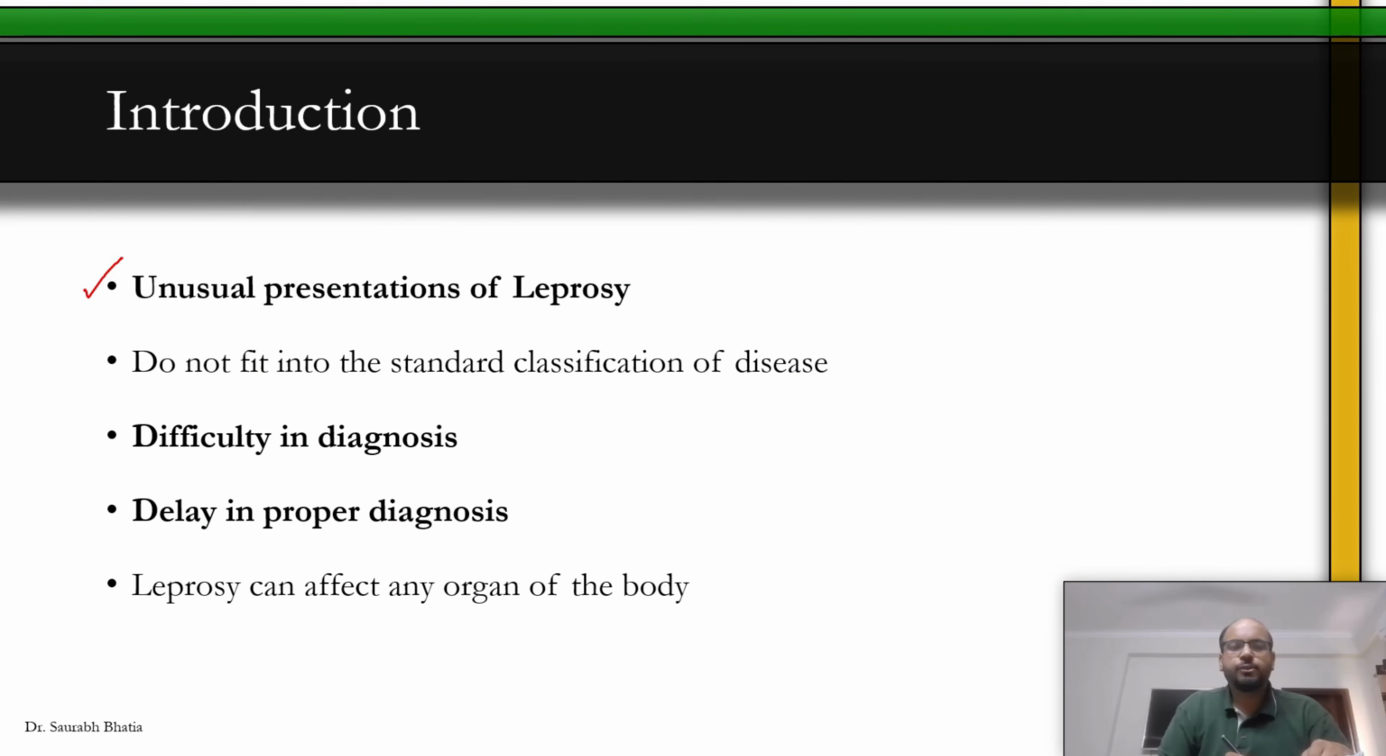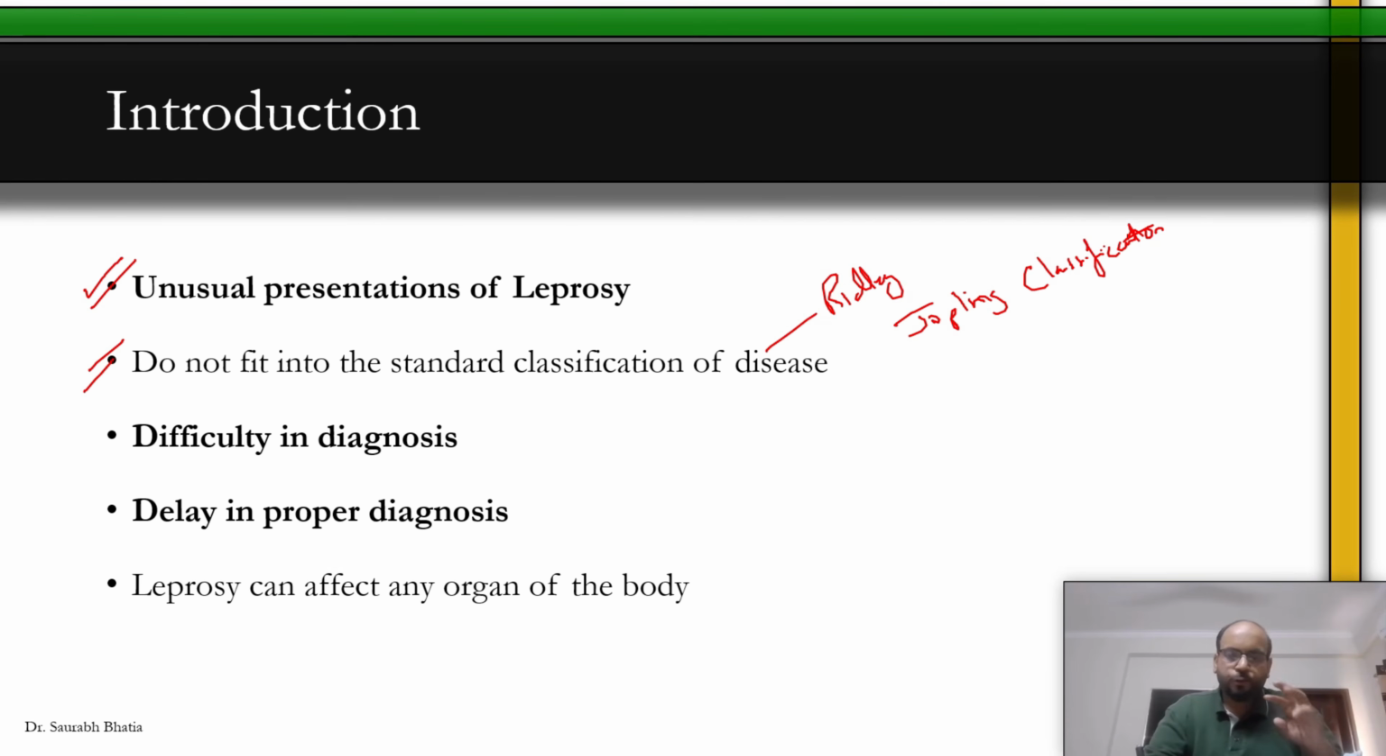Now, we'll discuss the unusual presentations of leprosy. And these are those presentations which do not fit into the standard classification of disease. We know that we use Ridley-Joplin classification, which is a histopathological, clinical, and immunological classification. However, nowadays we do not use the immunological part. You require lepromin for that, but we use the clinical histopathological classification known as Ridley-Joplin. Now, these unusual variants are those variants or those morphologies which are not easily classifiable as per Ridley-Joplin.